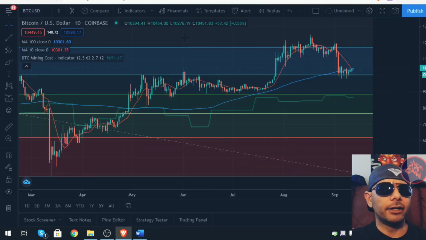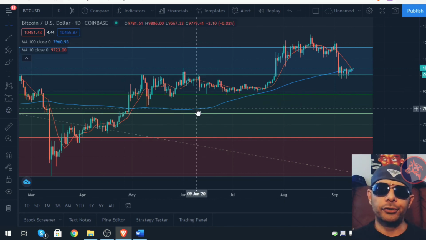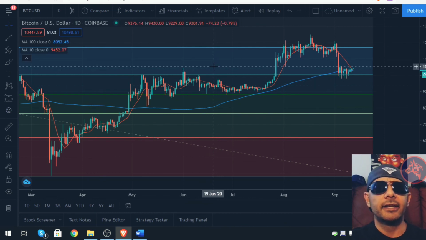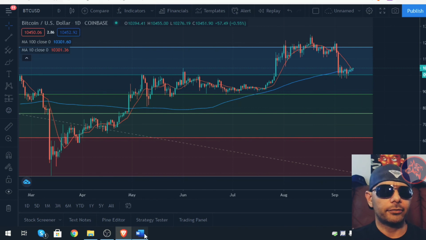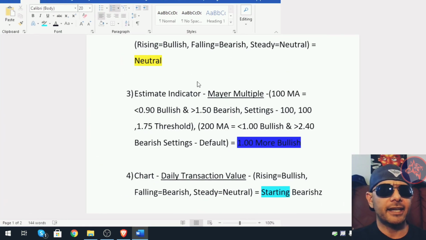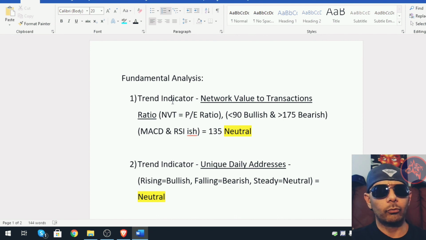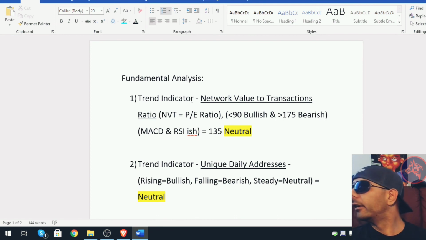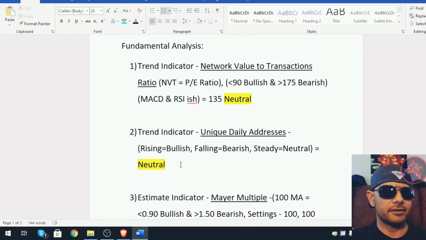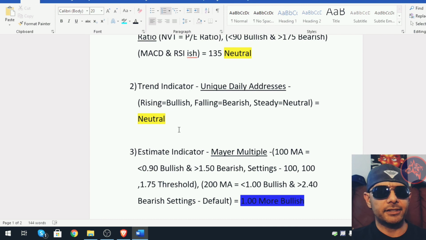So keep in mind all these indicators that you guys are using, and what actually works and what actually doesn't. I've tried and tested these in the past 2 or 3 years, and I've never seen anybody really touching on these and putting it all together. So that's where I go into this. I say, okay, this is starting to go bearish, right? And if that's the case, fundamental analysis, what's going on? It's neutral. Trend indicator, the unique daily addresses, it's neutral right now. The NVT, it's neutral right now.